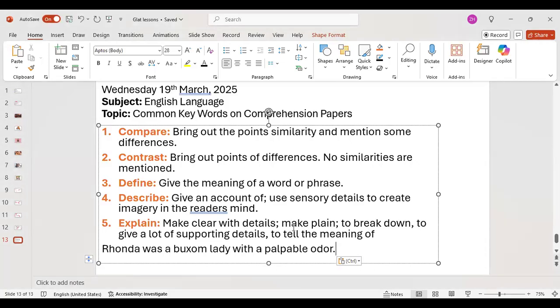What does it mean to have a palpable odor? Palpable odor. Intense or strong odor. Strong, right? It's obvious. Tangible. It's noticeable, able to be felt. Strongly or easily noticeable, right?